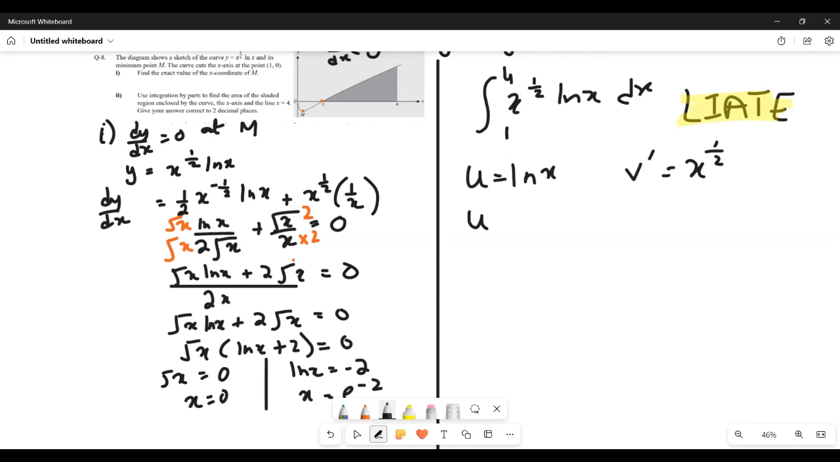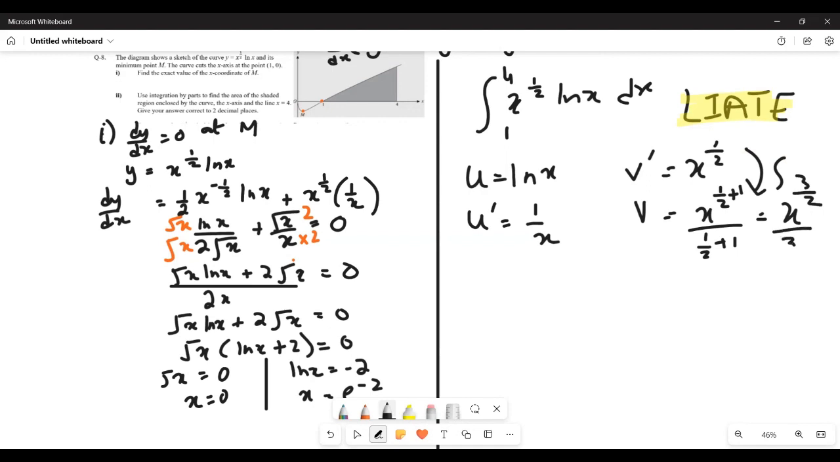Now we differentiate: the derivative of ln x is 1 upon x, which is u dash. From v dash we find v, meaning we integrate it. The integration of x power half is x power half plus 1 upon half plus 1, which is x power 3 upon 2 over 3 upon 2, which becomes 2 upon 3. So 2 upon 3 x power 3 upon 2 is v.